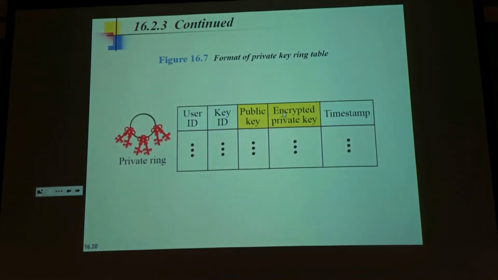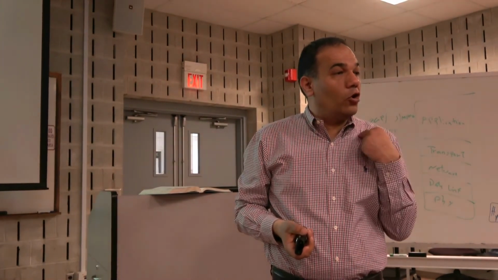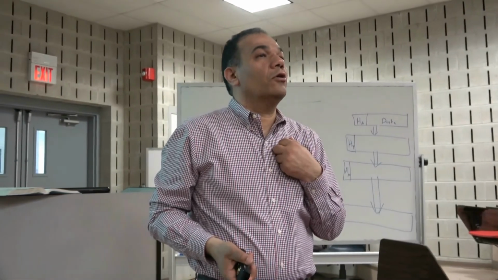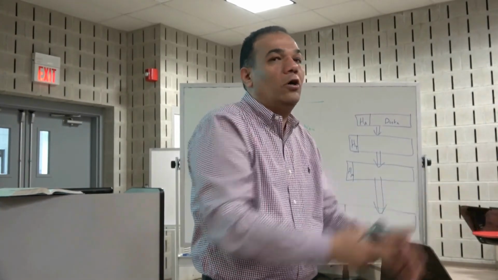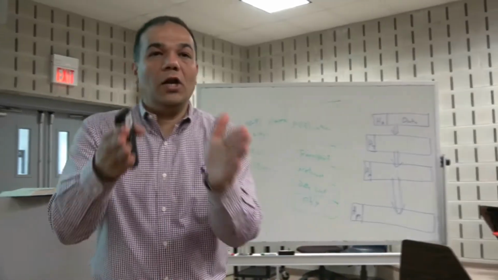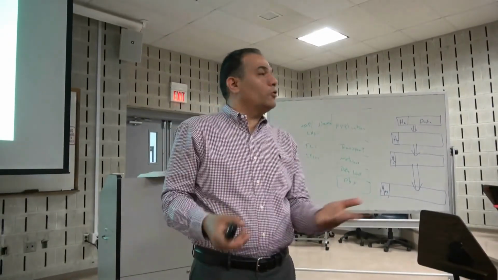So in here, what we have is the format of a private key ring table. This is a private key ring. You're going to carry with you a private key ring table. You're going to have your own pairs of keys. With her, I have a pair that I use with her, my public key and private key. I have another pair to use only with him, another pair I use with a third person, and so forth.